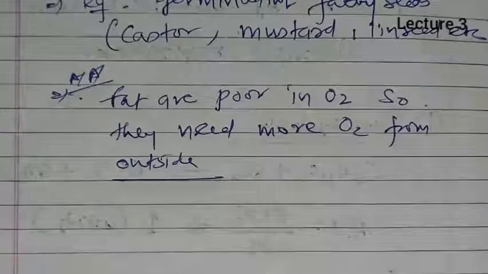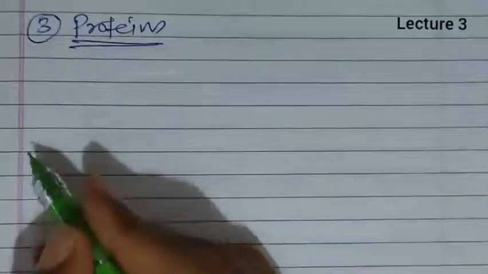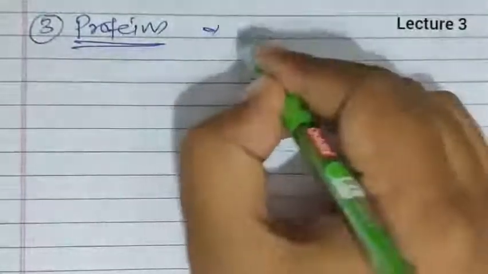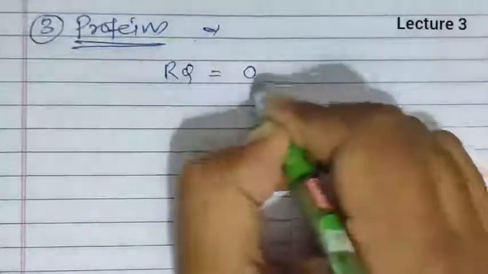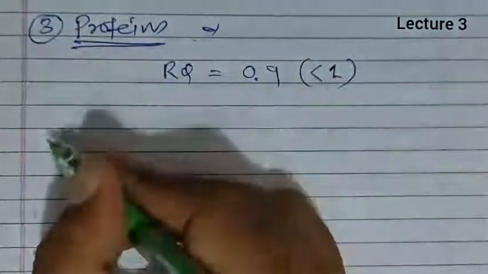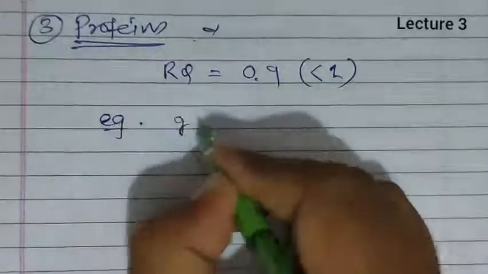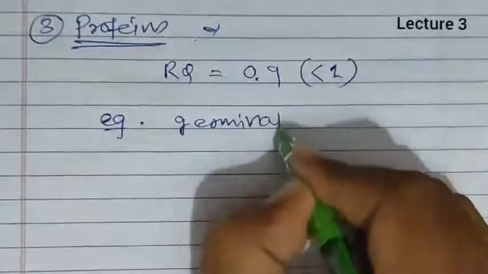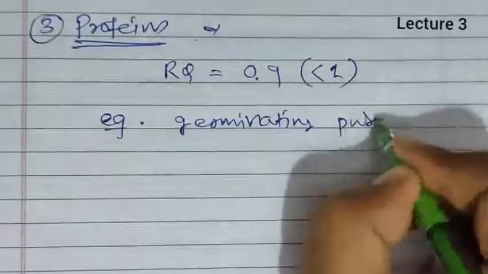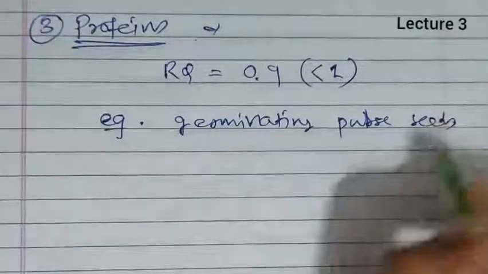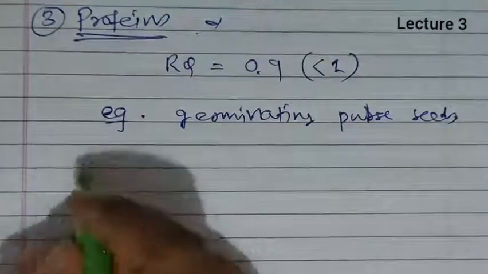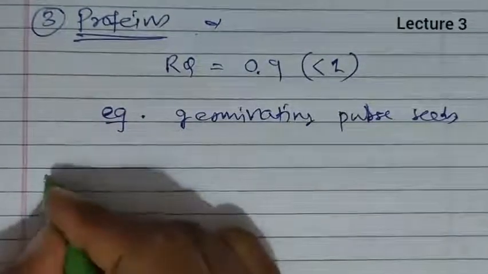Next we talk about the RQ of proteins. When proteins are the respiratory substrate, the RQ becomes less than 1 here also. So in proteins the RQ is 0.9, that is less than 1. Okay, so an example is germinating pulse seeds, which have protein and their RQ is less than 1.